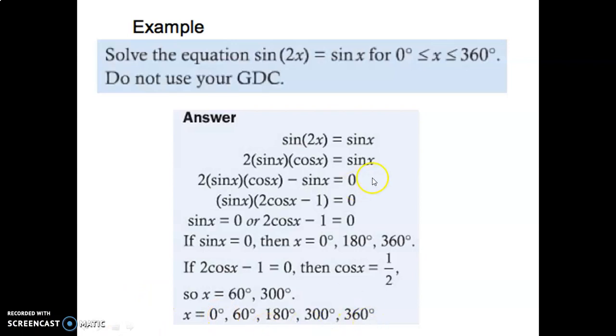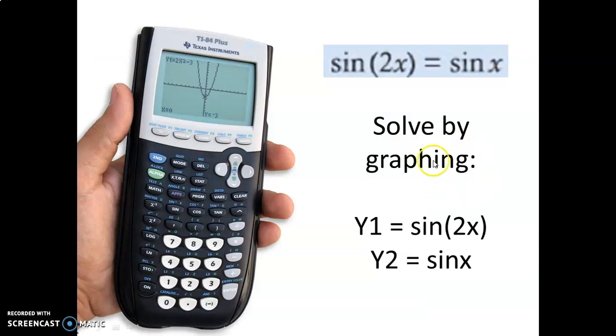All those angles lead to solutions to this equation. Great problem. Let's look at that one graphically as well. So we're going to graph it as well. We have our two equations. This one equals this one. So you're trying to see when is this sine curve equal to this sine curve.